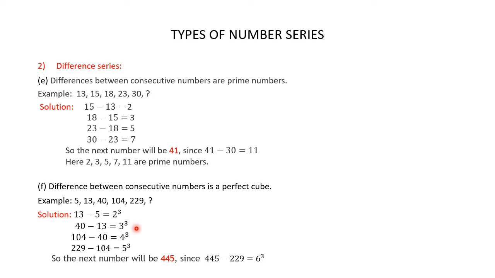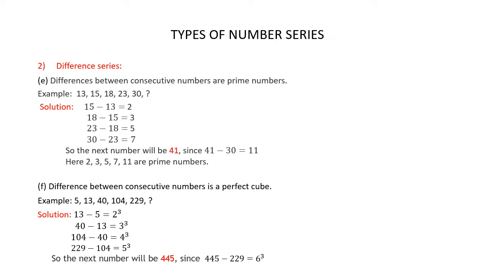27. 104 minus 40 is equal to 4 cubed. 229 minus 104 is 5 cubed. So the next difference will be 6 cubed. 6 cubed is 216. So 216 plus 229 is 445. So the next number will be 445.